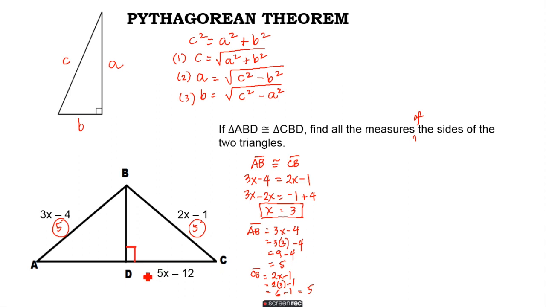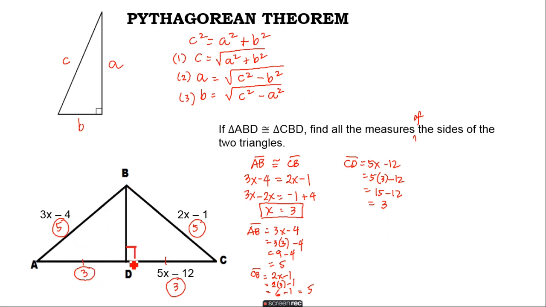How about CD? Similar to what we're doing, you are just going to substitute the value of x again. CD is equal to 5x minus 12. So this is equal to 5 times 3 minus 12, that's 15 minus 12. So this is 3. CD is equal to 3. Now, because this side is equal to this side, this is also equal to 3.